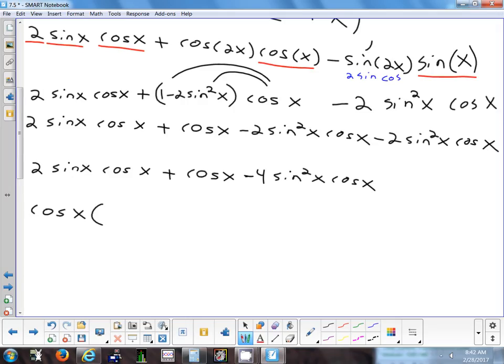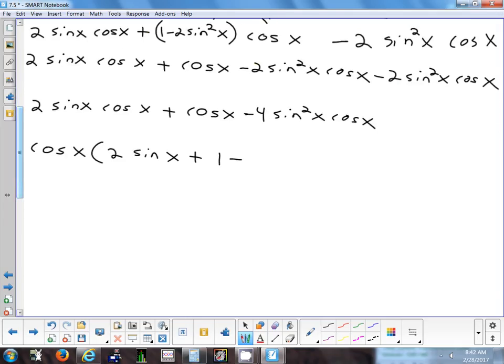If you take out a cosine from the first term, what are you left with? 2 sine x. What about if you take a cosine out of the second term? Well, we're left with something. A 1, yeah. And what about the third term? 4 sine squared x.